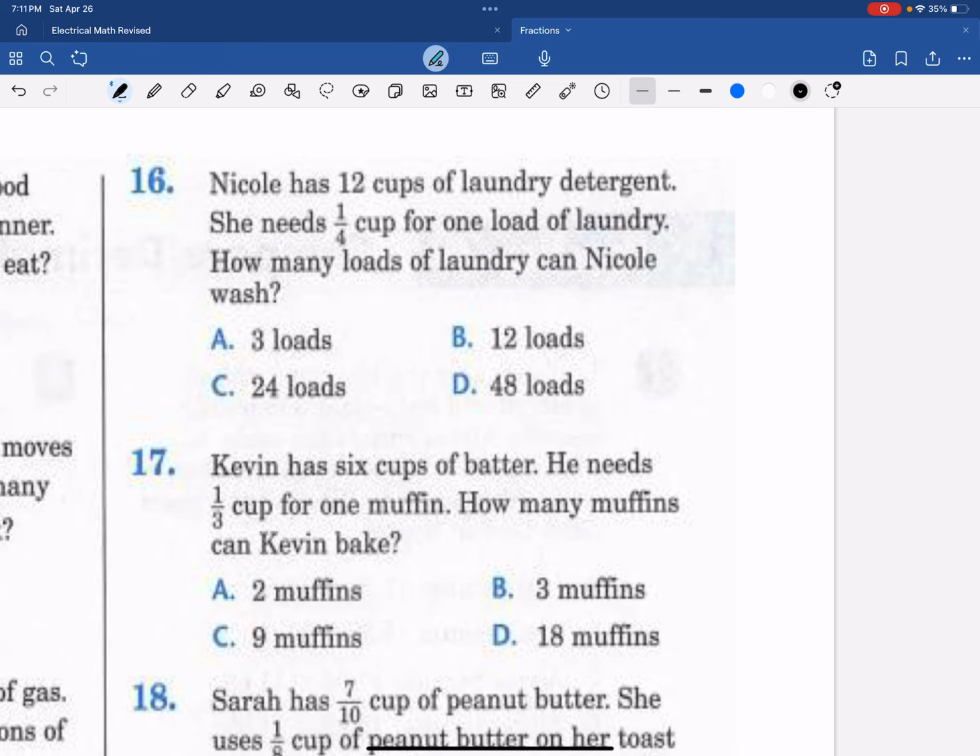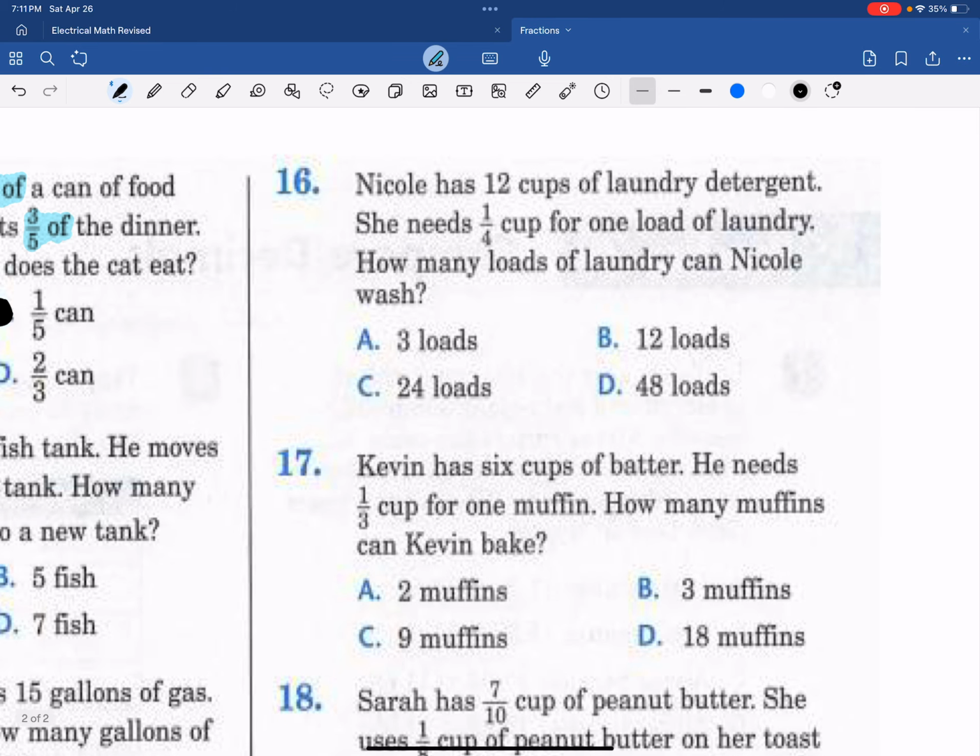Number 16. Nicole has 12 cups of laundry detergent, and she needs 1/4 of a cup for 1 load of laundry. How many loads of laundry can Nicole wash? So she's going to take her detergent, and she's going to divide it into 1/4 cup increments. She has 12 cups of detergent. We're dividing that into 1/4 of a cup.